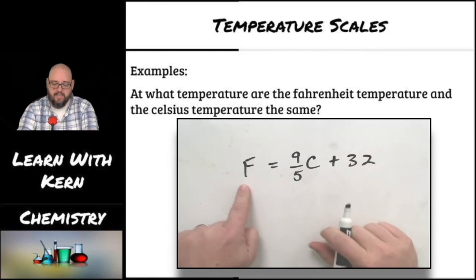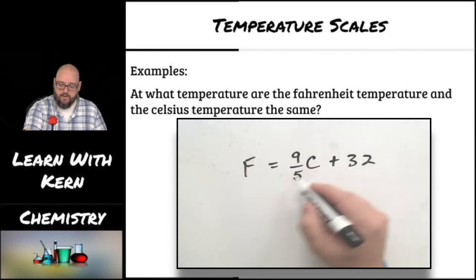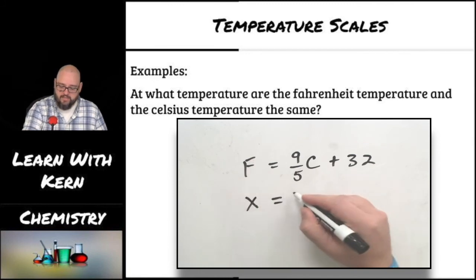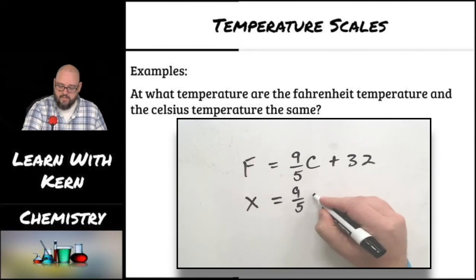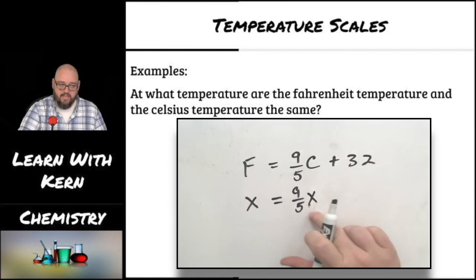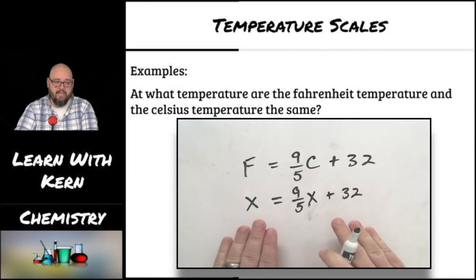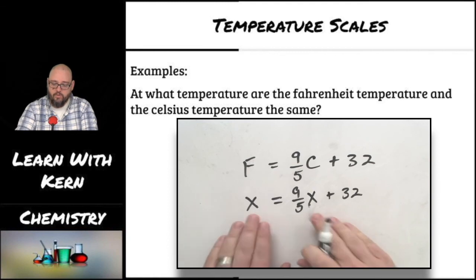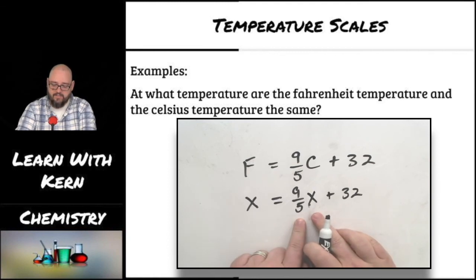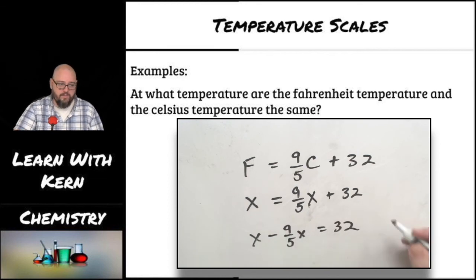Now, if Fahrenheit and Celsius are the same, then I'm going to just make these the same variable. So I'm just going to call that x. So x equals 9/5, and this is also x. So they're both the same temperature, plus 32. Well, now I can solve for x. So if I have 9/5 x over here and x over here, I need to subtract this. So that's going to give me x minus 9/5 x equals 32.